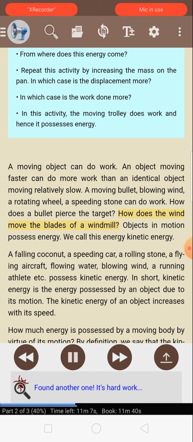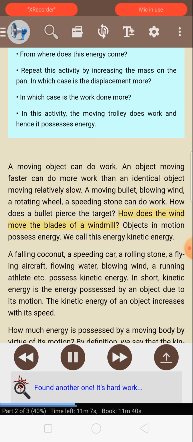A falling coconut, a speeding car, a rolling stone, a flying aircraft, flowing water, blowing wind, a running athlete, etc. possess kinetic energy. In short, kinetic energy is the energy possessed by an object due to its motion. The kinetic energy of an object increases with its speed. How much energy is possessed by a moving body by virtue of its motion? By definition, we say that the kinetic energy of a body moving with a certain velocity is equal to the work done on it to make it acquire that velocity.